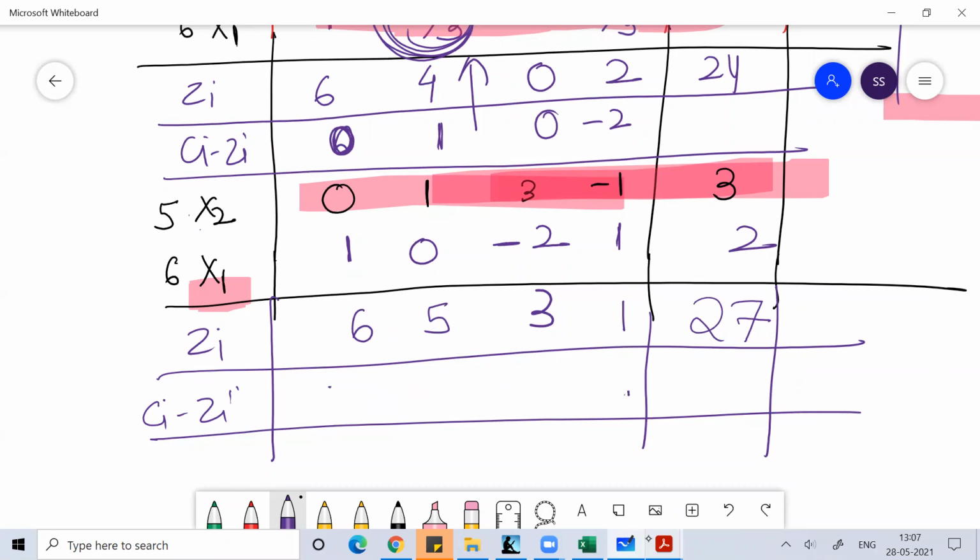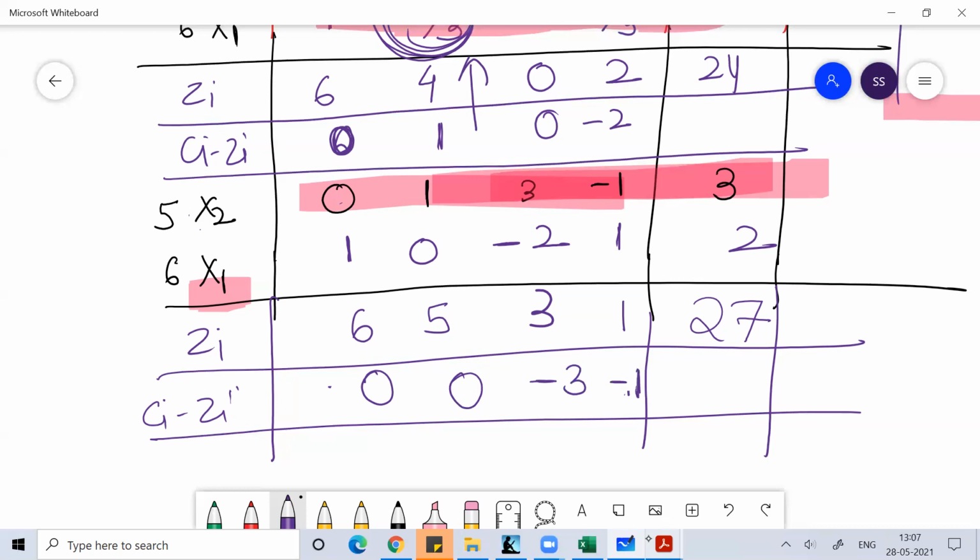You can simply find this value. 5 into 0, 0, 6 into 1, 6. 5 into 1, 5, and 6 into 0, 0. This is 15 minus 12, 3. This is minus 5 plus 6, 1. This is 15 plus 12, 27. So 6 minus 6 would be 0. 5 minus 5 would be 0. This would be minus 3. This would be minus 1.